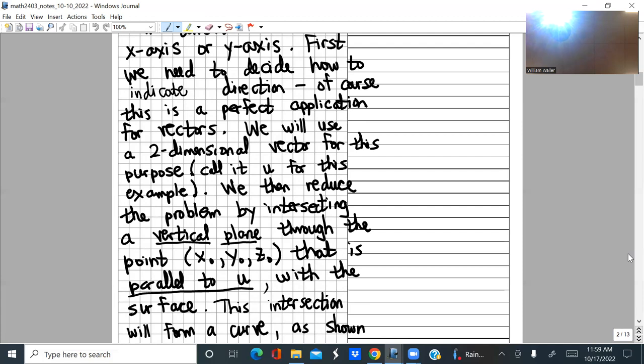Now, the way we're going to describe this geometrically is very similar to what we did before when we were talking about slopes of surfaces. I'm going to create a vertical plane. When I say vertical, I mean it's perpendicular to the XY plane, so it's straight up and down. But I want that plane to be parallel to this given vector u, which I'm using to specify the direction in which I'm trying to calculate the slope of the surface. Let me show you a picture of this because that's a lot of words.